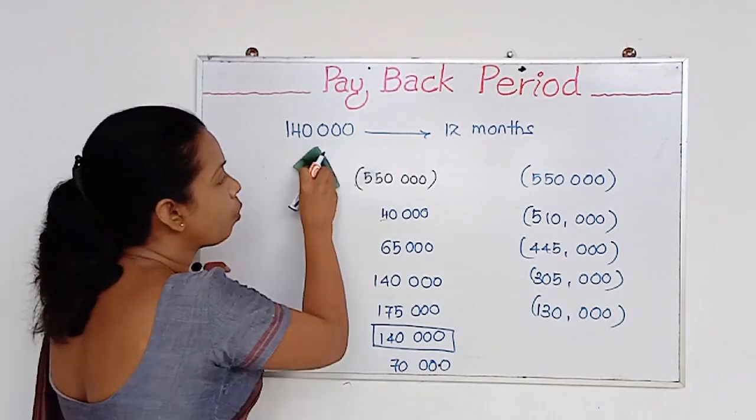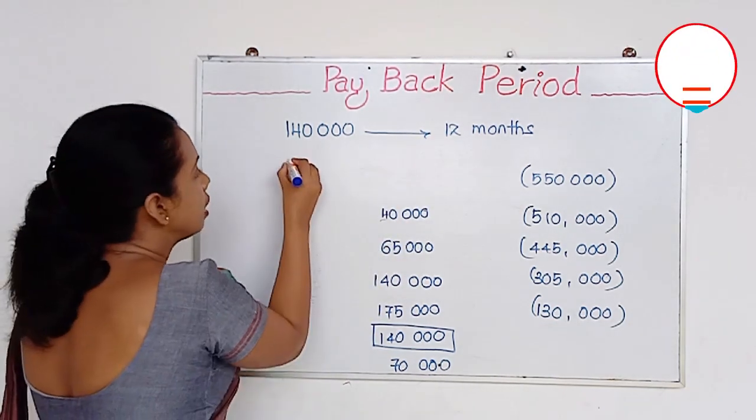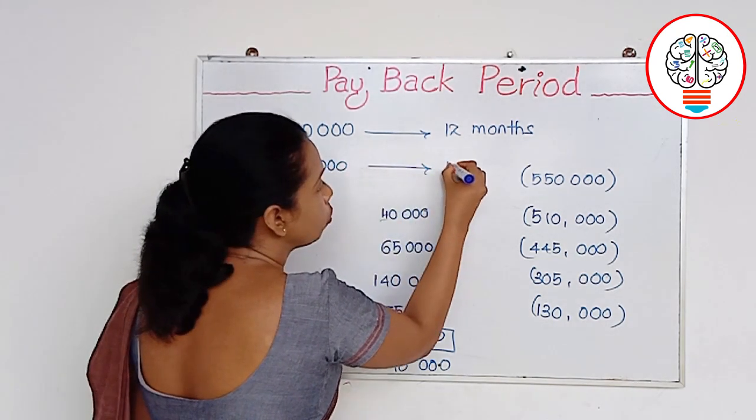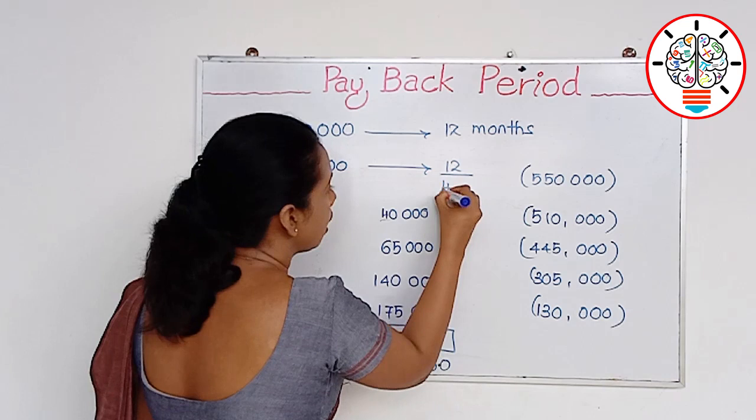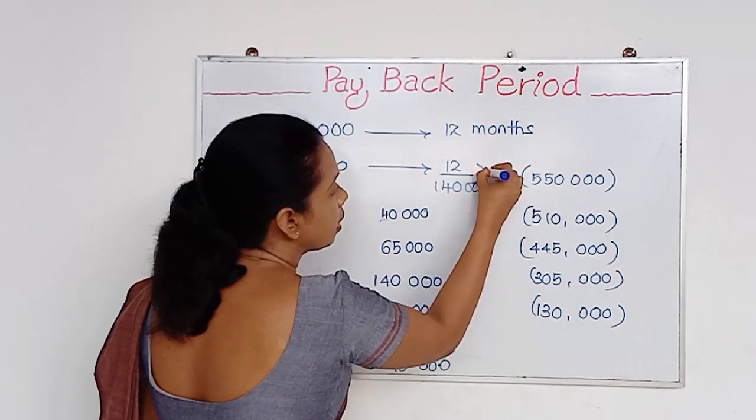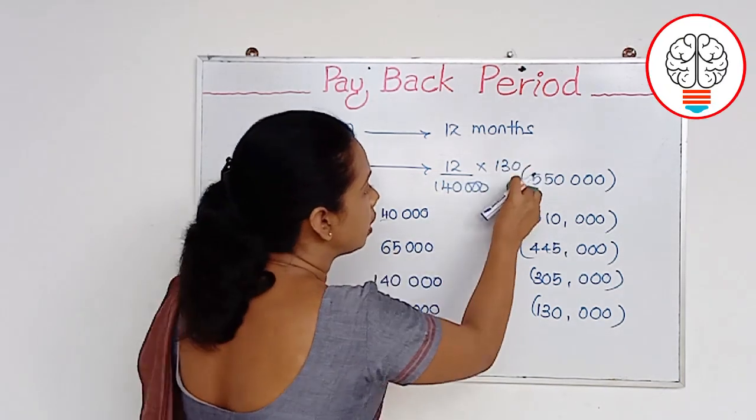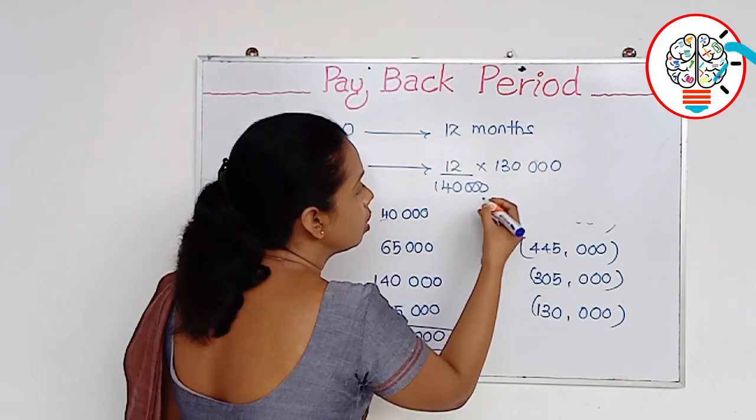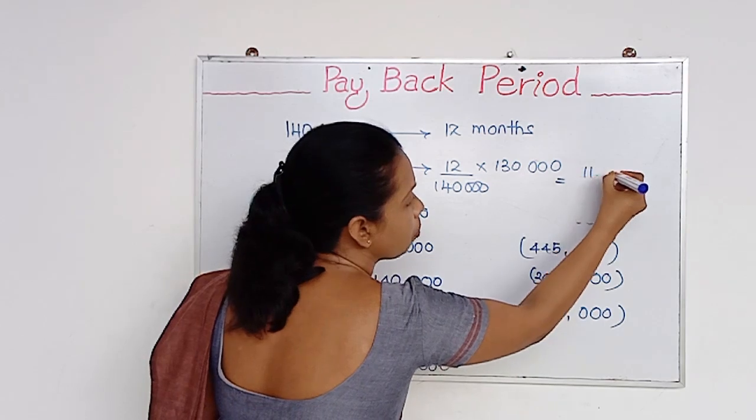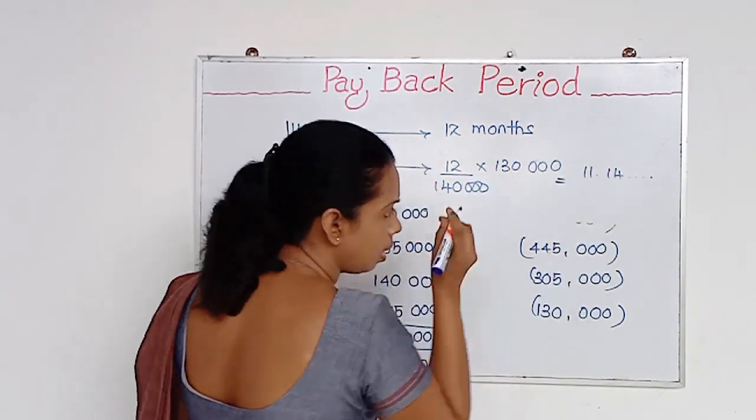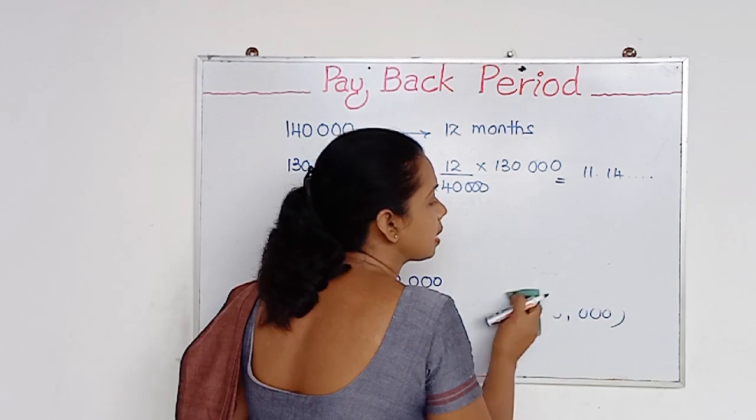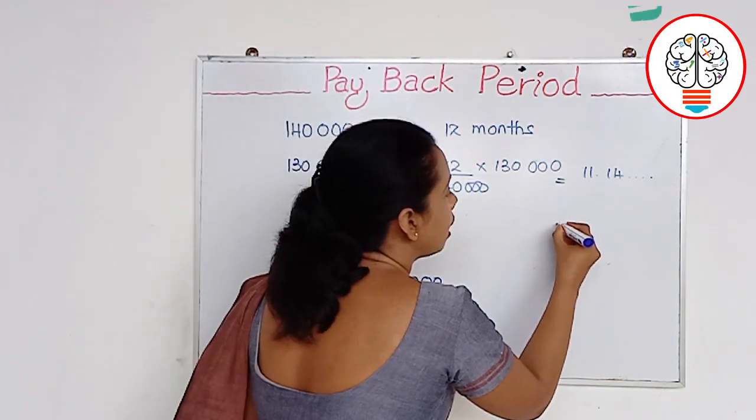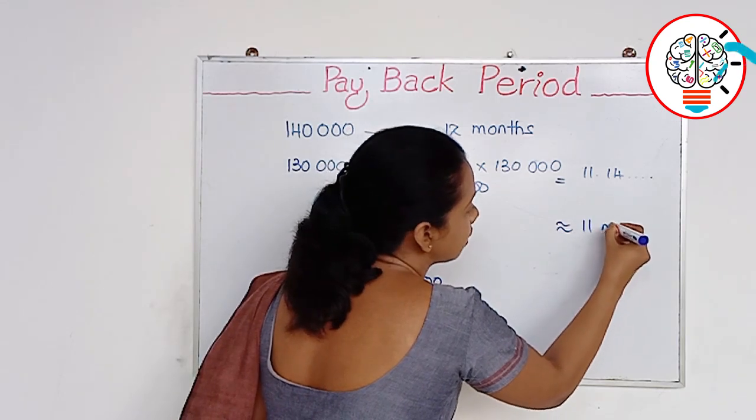Now for 140, you want to spend 12 months. That means to have 130 rupees, you want to have 12 over 140,000 multiplied by 130,000. So that is how you want to calculate the remaining months, right? After calculating, it will give you 11.14 something. So exactly that means 11 months and another few days. So I'll approximately consider this as 11 months.